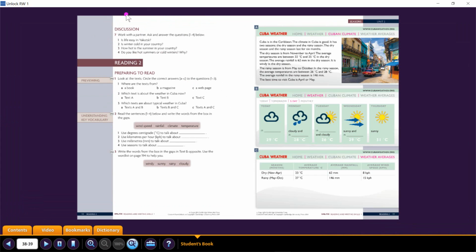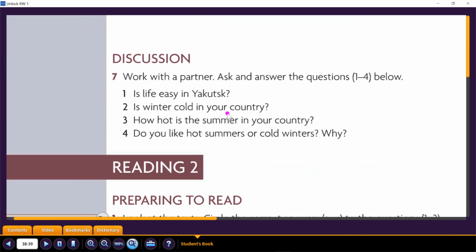Here, ladies, you can find some questions you can ask yourself, or you can work with a partner. Each one of you can ask yourself, is life easy in Yakutsk? Is winter cold in my country? Is winter cold in Saudi Arabia? How hot is the summer in Saudi Arabia? What do you think? Is it hot? Is it warm? Is winter cold in Saudi Arabia?